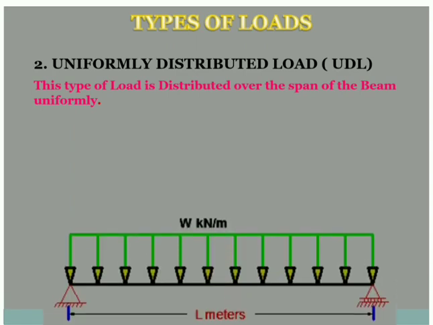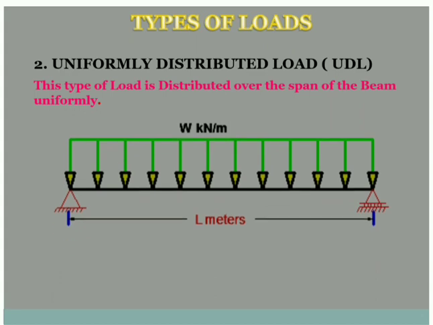So, the schematic representation of this goes like this: W kilonewton per meter, and the load is throughout the span. Now, it is not that it should be over the entire length L, it depends as per the given question. So, this is what is your uniformly distributed load. It is that type of load which is uniformly distributed over a given span.